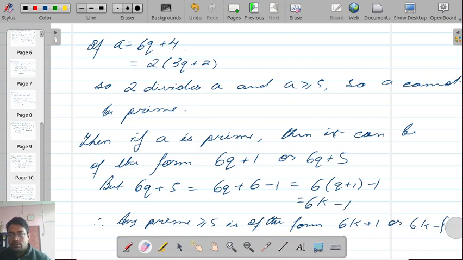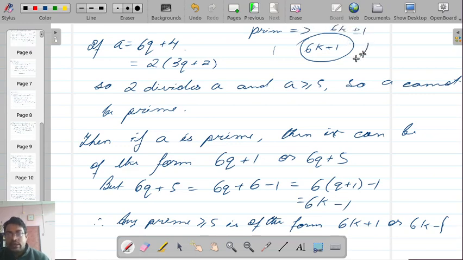Don't get confused that whenever a number is of the form 6k plus 1, it will be a prime. That is not correct. If it is prime, then it will be of the form 6k plus 1 or 6k minus 1. The other way it is not true. If a number is of the form 6k plus or minus 1, it may not be a prime. For example, 6 into 4 plus 1 is 24 plus 1, 25. 25 is not a prime number, but it is of the form 6k plus 1. So it's just a one-way implication.